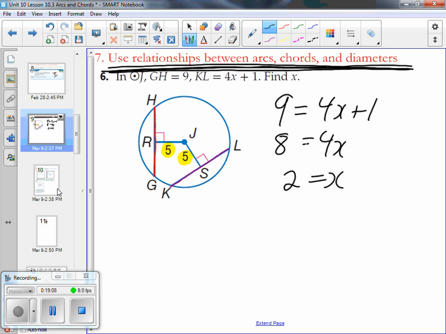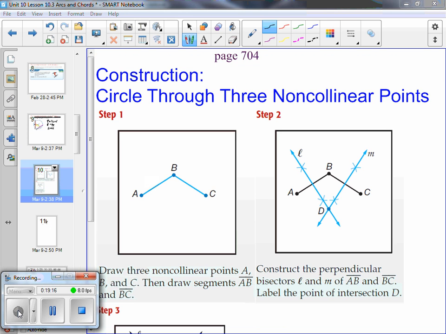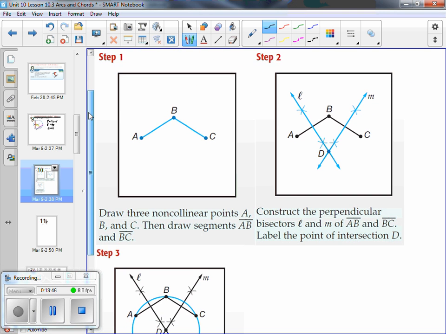If you do not have a compass, come get one from up front right now. All right, here's what we're going to do. The directions for this construction are on page 704. We're going to construct a circle through 3 non-collinear points. Okay? And remember with the construction, all you're allowed to use is a straight edge and a compass. So we're going to do it using a straight edge and a compass. Let's look at the steps the book gives us first, then I'll show you how it works, okay?